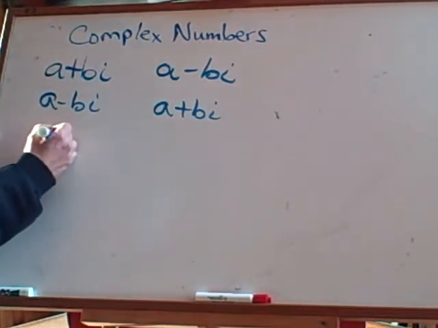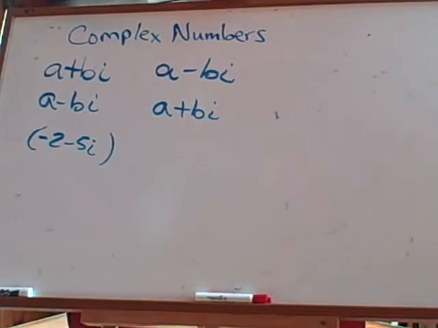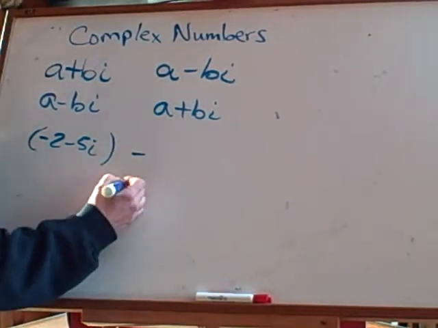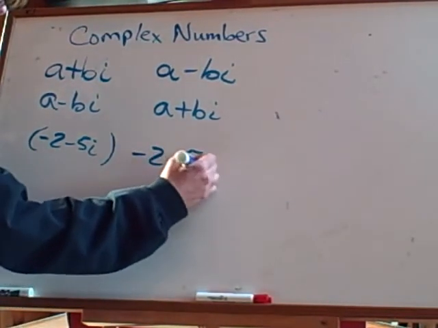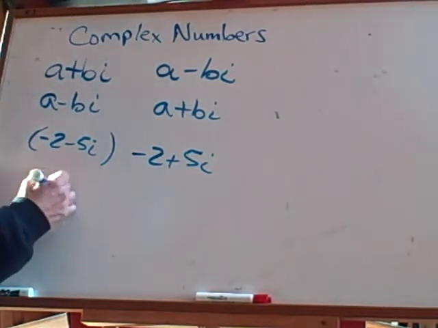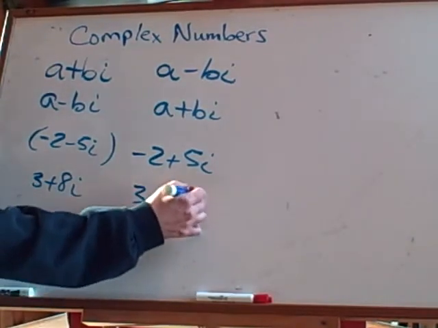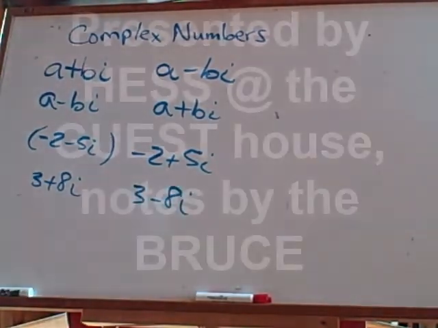So let's look at the complex conjugate of this: -2 minus 5i. Remember, a and b are identical, so it is -2 plus 5i. It's only the operation in between that changes. So on my next one, 3 plus 8i, what are we going to have? 3 minus 8i. You got it. Sweet.